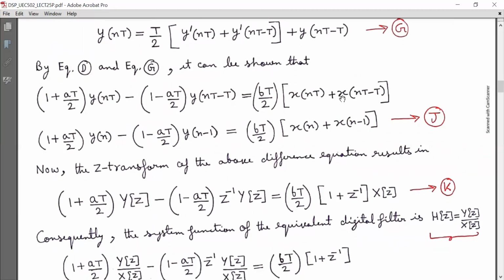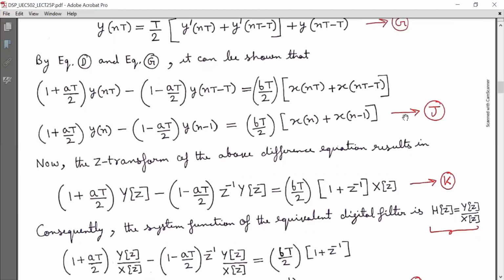So for mathematical simplification, I can write y(nT) as y(n) and the same for x(nT) as x(n). So now I will rewrite this equation as equation J, that is bracket 1 plus aT by 2 y(n) minus bracket 1 minus aT by 2 y(n minus 1) is equal to bT by 2 bracket x(n) plus x(n minus 1). Now this is equation J.